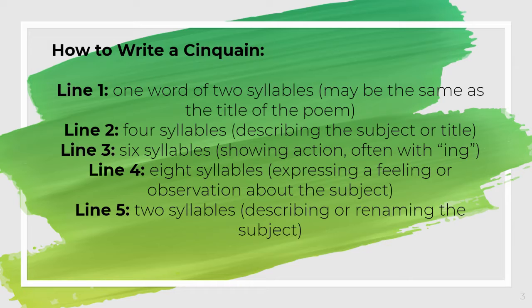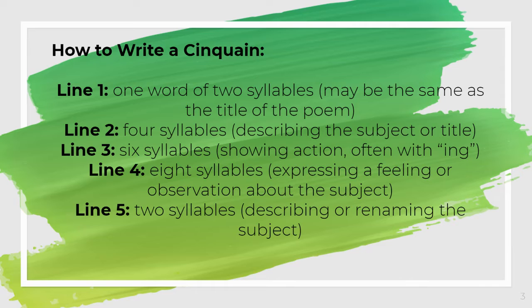So there's more detail. It's not just a syllable count. Each line actually has a specific direction. So for line 1, the 2 syllables are made up of one word with 2 syllables, and it can be the same as the title of the poem. That second line has 4 syllables that describe the subject or title of the poem.